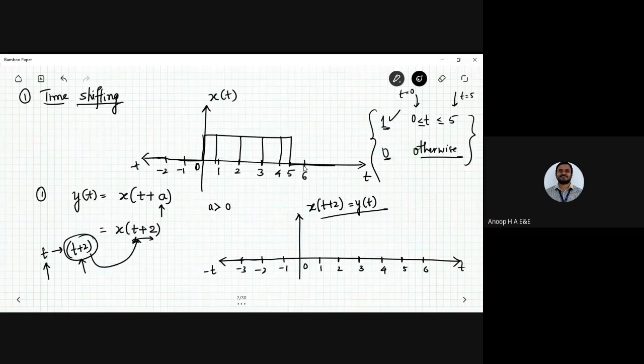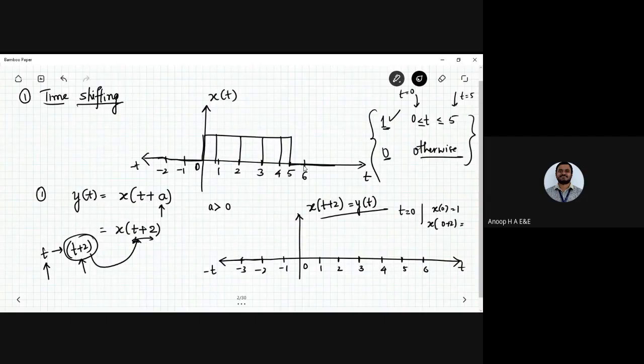Now carefully observe here. I want to write x of t plus 2. What do I need to do here? When I give t equal to 0, what happens? For t equal to 0, what is x of 0? That is 1. x of 0 is equal to 1. For x of t plus 2, that is 0 plus 2 here.